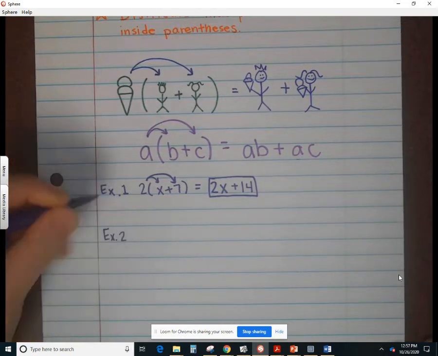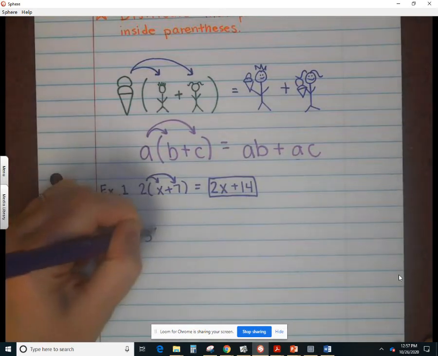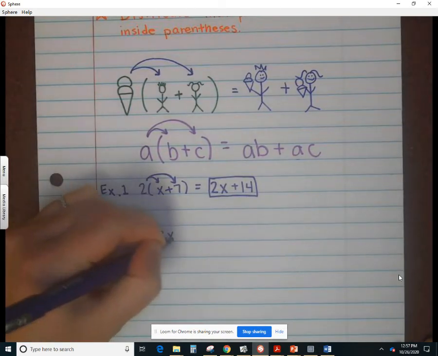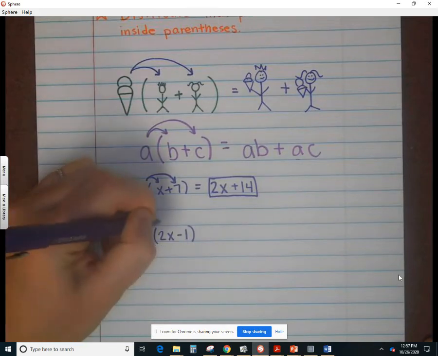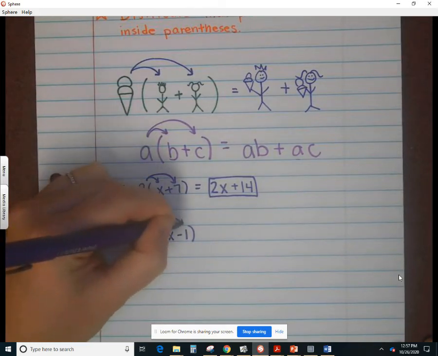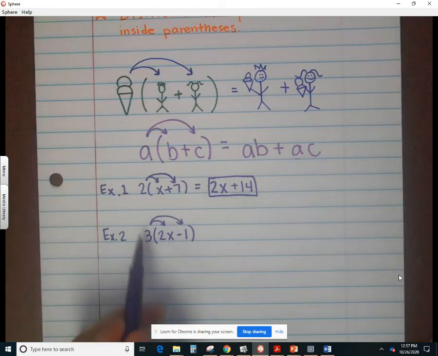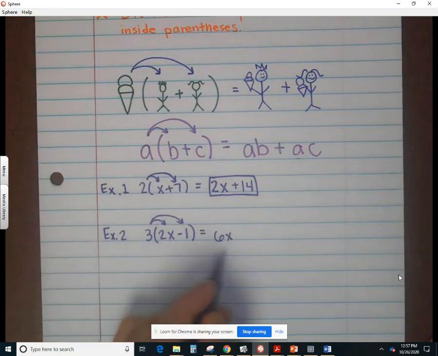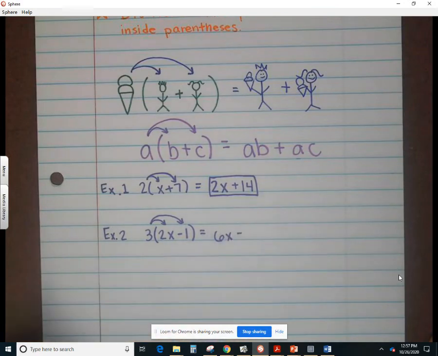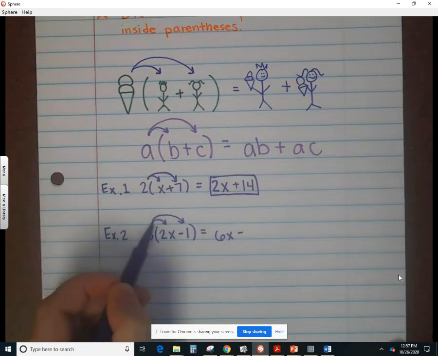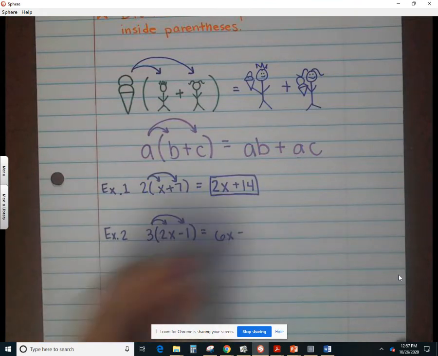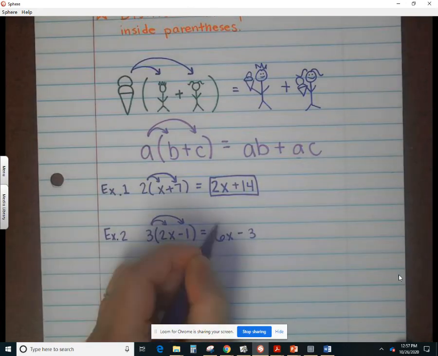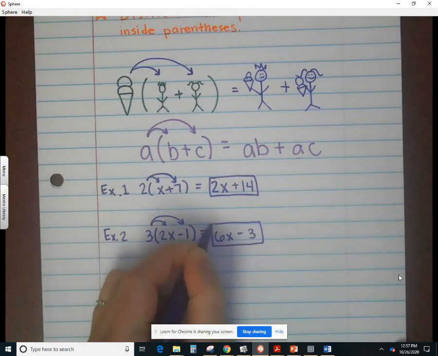Example 2, we're going to look at 3 and then parentheses 2x minus 1. Same thing, you always want to start with your arrows, hippity-hoppity distributive property. 3 times 2 is 6, so 3 times 2x is 6x. If it has an x on it, you keep the x. This time we have a minus sign, so the minus sign is going to stay. And then that second arrow, the hoppity, tells us multiply 3 times 1. So again, if you don't multiply the 3 times the 1, you're only giving ice cream to the boy and not the girl.